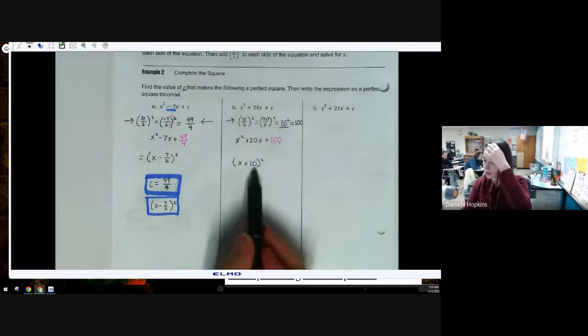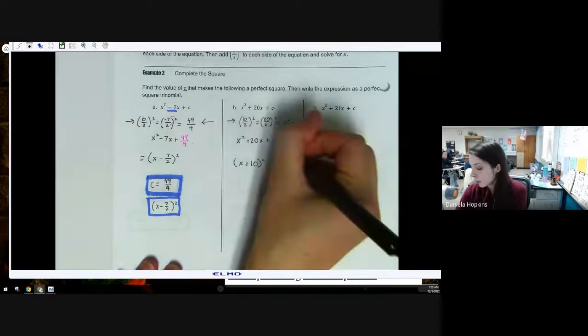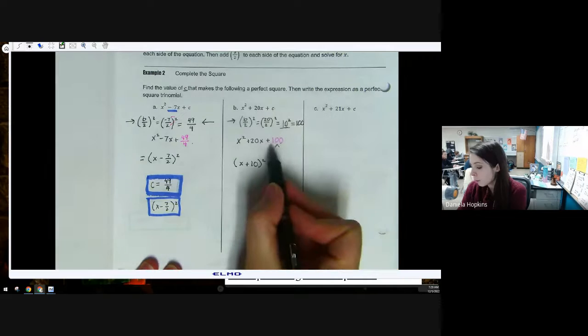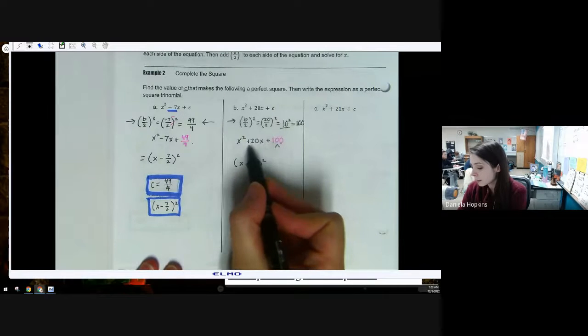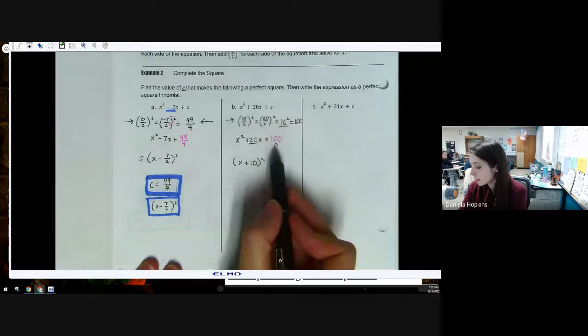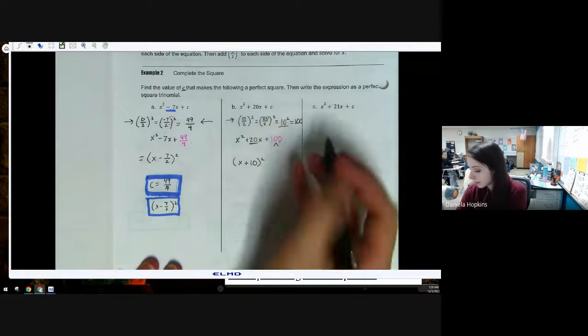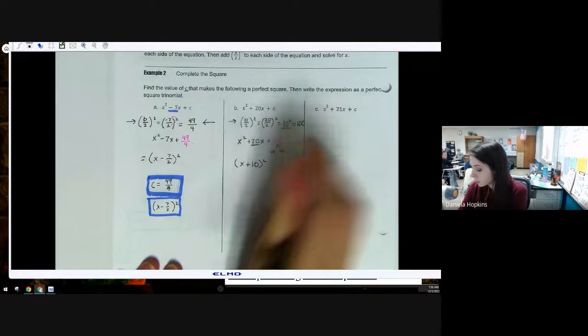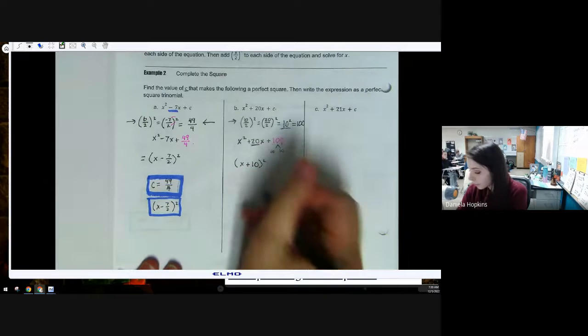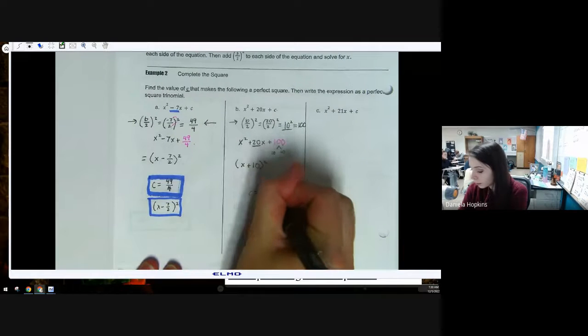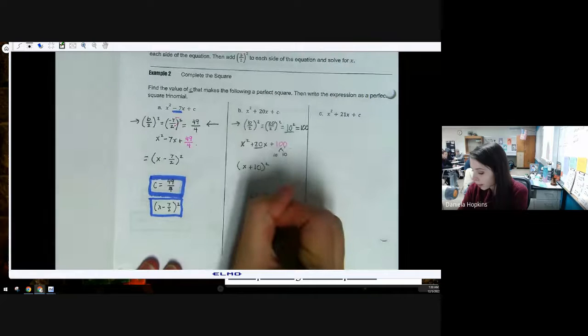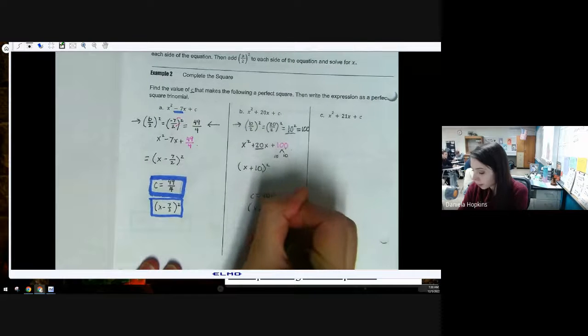And if you're not sure why that's happening, just a reminder, the way we factor, you say, okay, what multiplies to 100 but adds to this middle number? So what multiplies to 100? 10 and 10. And so that's why this factors this way. That's all we're doing here. So on Go Formative, I would put that my C is 100. And I would say that this factors as x plus 10 squared.